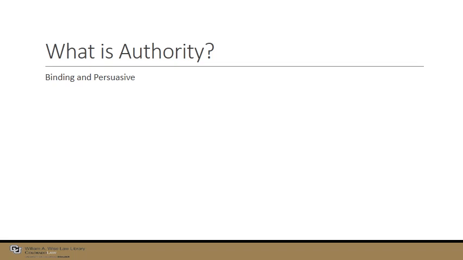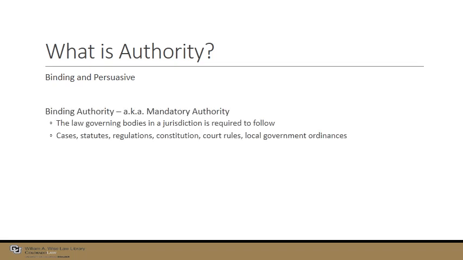But there's another kind of authority as well, and this is binding and persuasive authority. So binding authority is that law that governing bodies within an appropriate jurisdiction are required to follow. What this means is that they're required to follow the primary authority, the primary law, the cases, the statutes, regulations, etc. That's binding, also known as mandatory authority. Now, it turns out they don't always have to follow all of it. It depends where it comes out of the jurisdiction. We'll talk about that in just a minute.